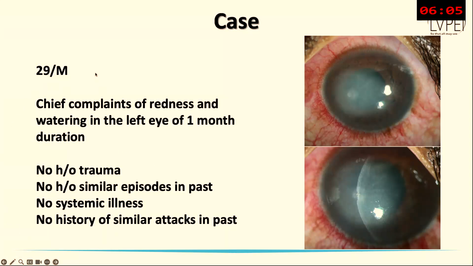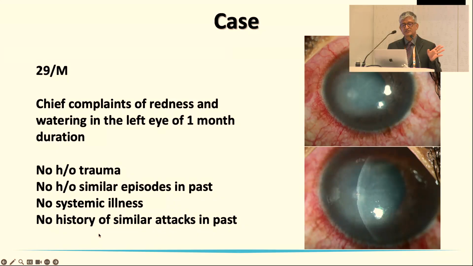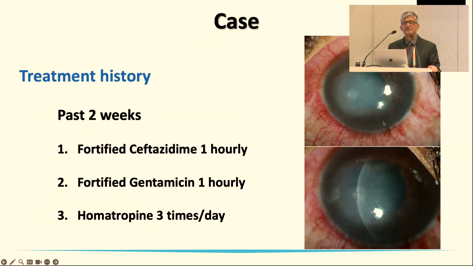case of a 29-year-old male who presented with the history of 1 month duration. There was no history of trauma, no similar episodes in past, no systemic illness, and the clinical picture was a case of stromal keratitis. And the most likely diagnosis under this circumstance will be HSV stromal keratitis.